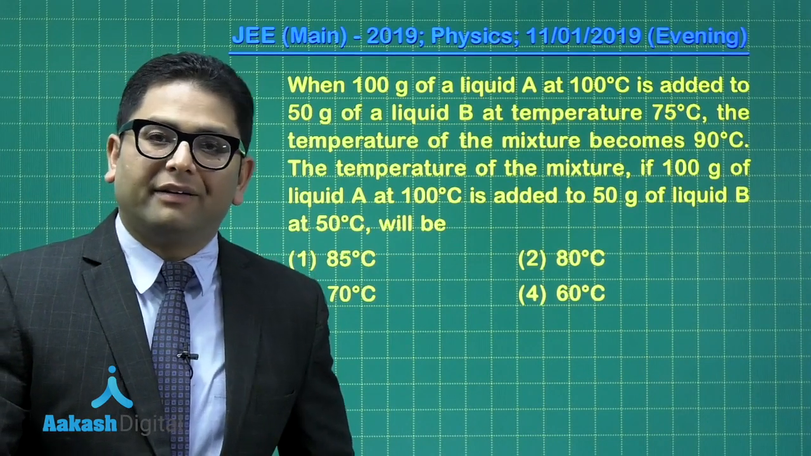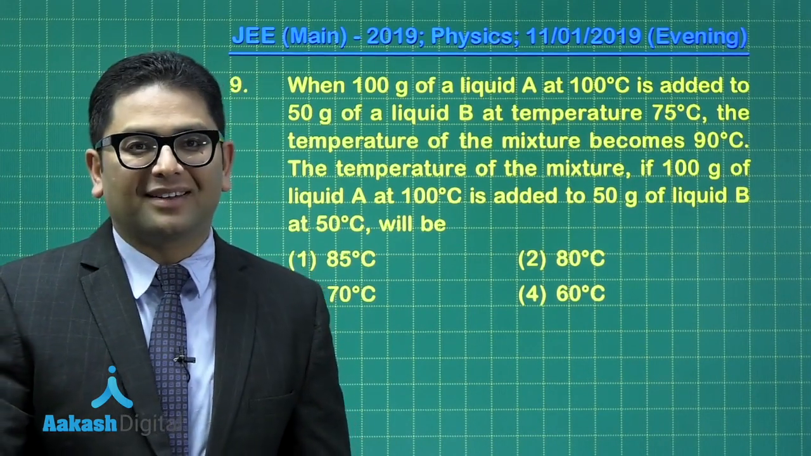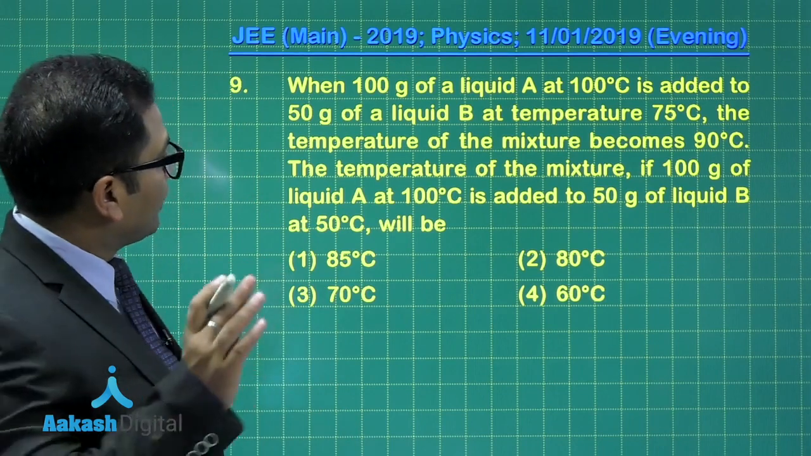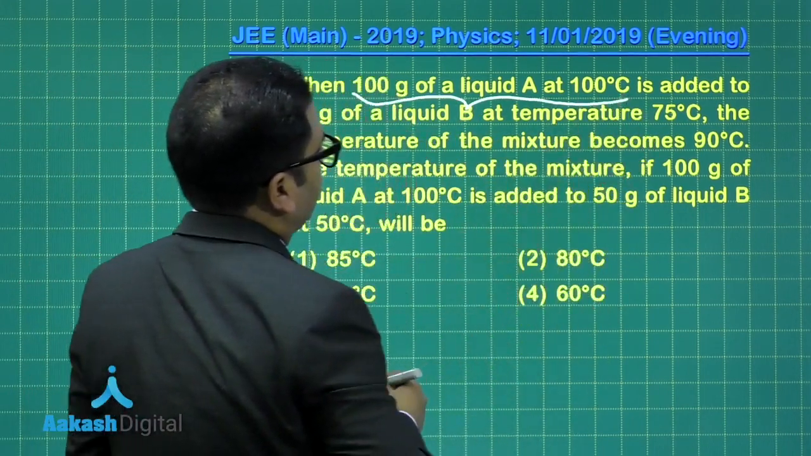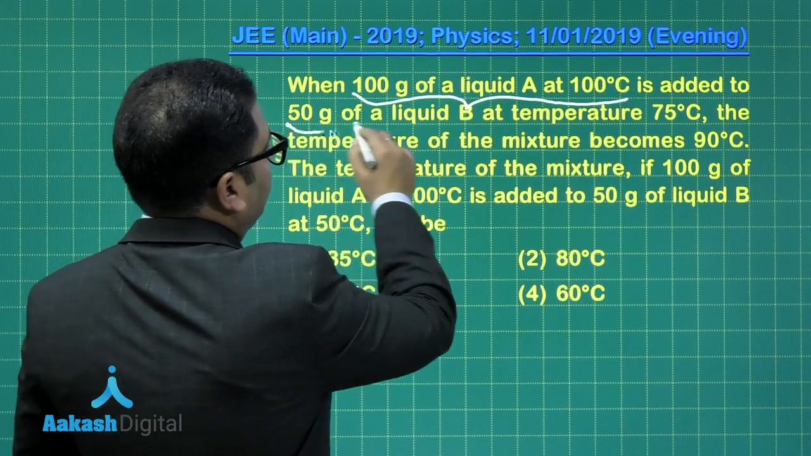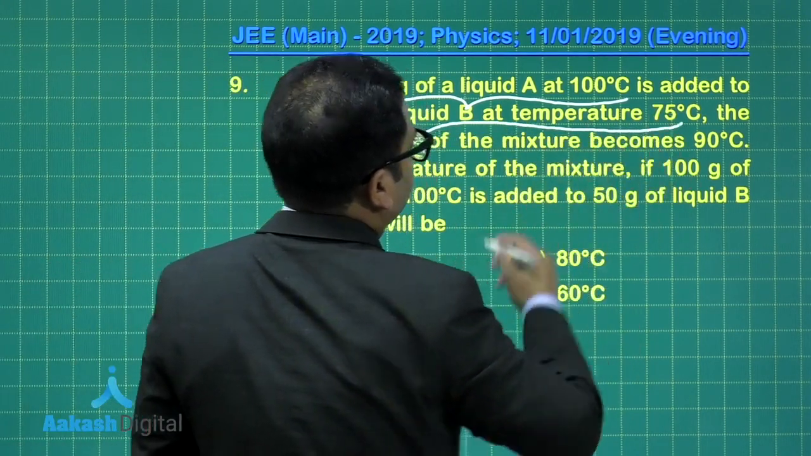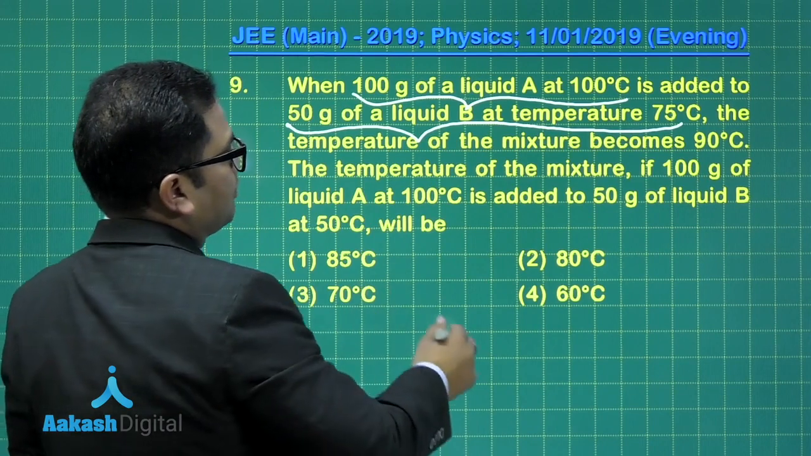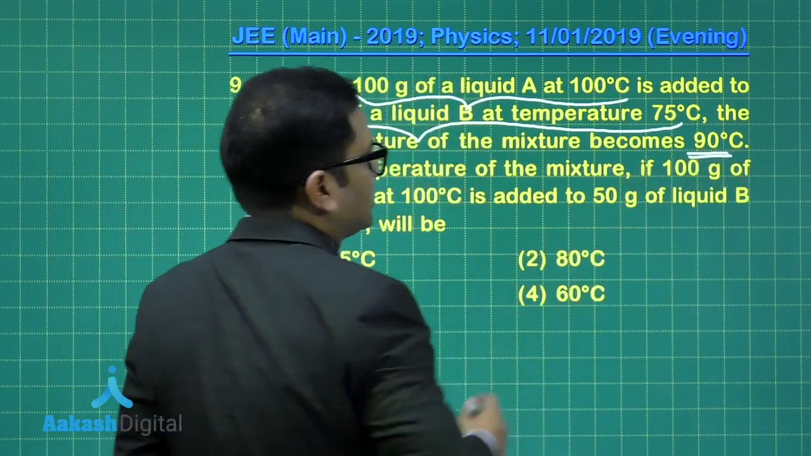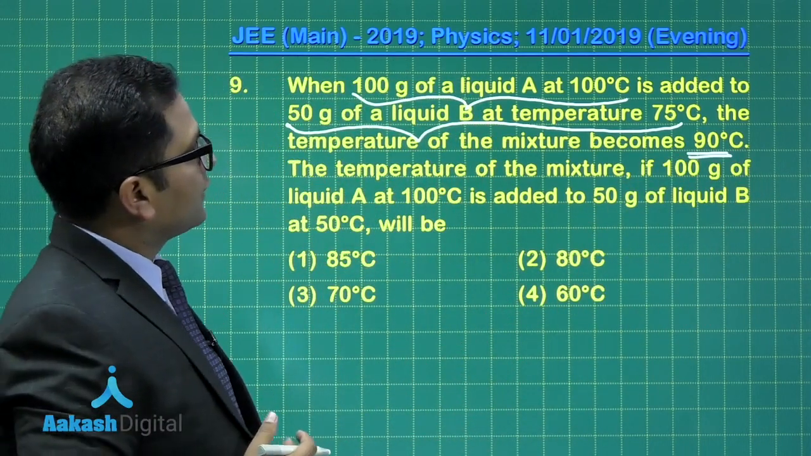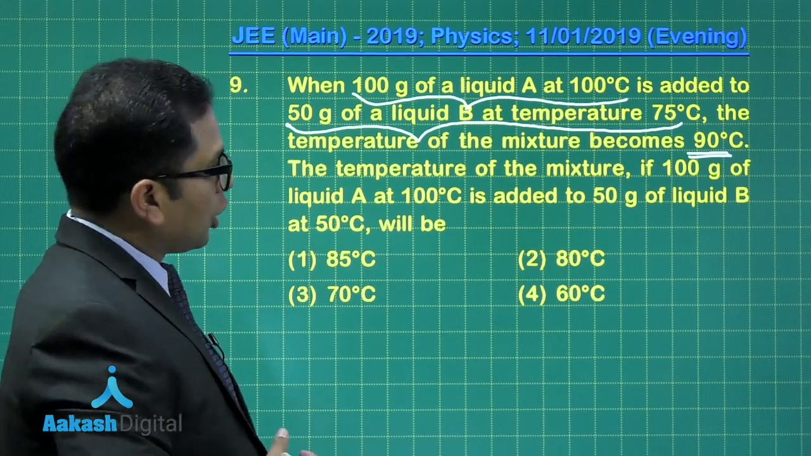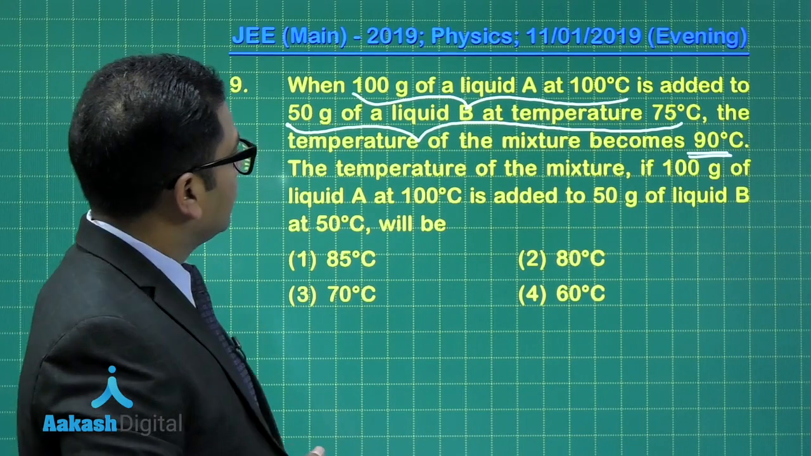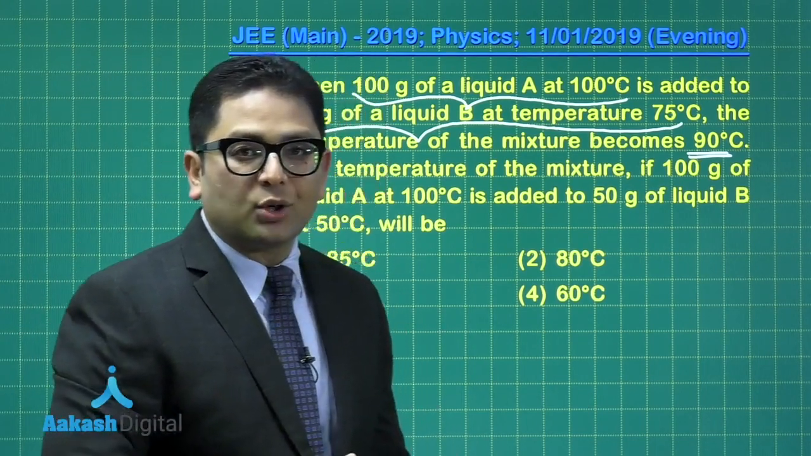Question number 9 has been brought from calorimetry. So here it says, when 100 gram of liquid A at 100 degrees centigrade is added to 50 gram of liquid B at temperature 75, the temperature of the mixture becomes 90. So on the basis of this statement and the principle of calorimetry, which says heat lost by one is heat gained by the other, clearly liquid A is losing heat.